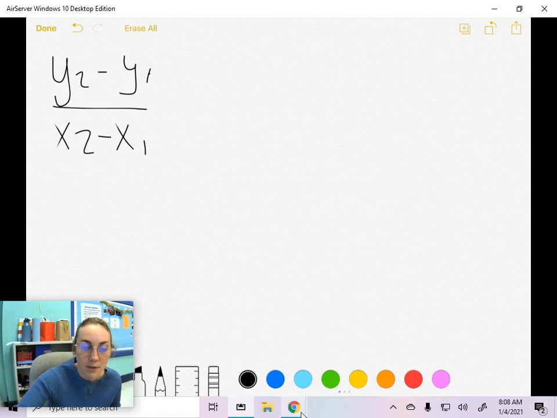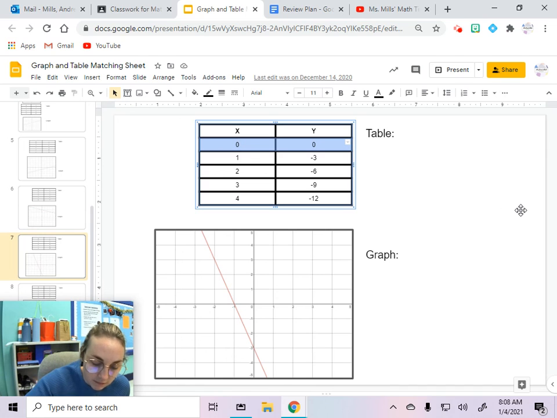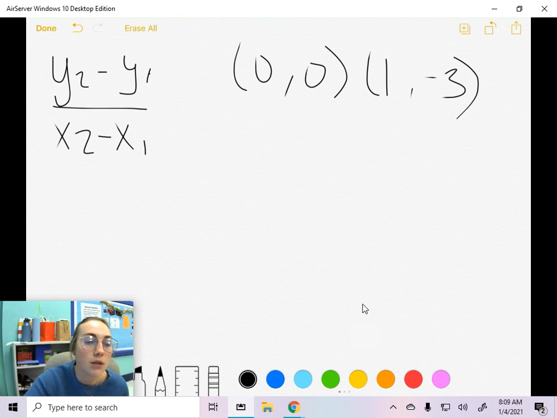So let's go back to the table and find two ordered pairs to put in this bad boy. The first ordered pair you can use is 0, 0. That's easy. The second ordered pair you can use is negative 3 over 1. Sorry, let me erase something real quick. It's actually 1, negative 3. Remember, x is always first and y is always second. All right, cool. So I have my two ordered pairs.